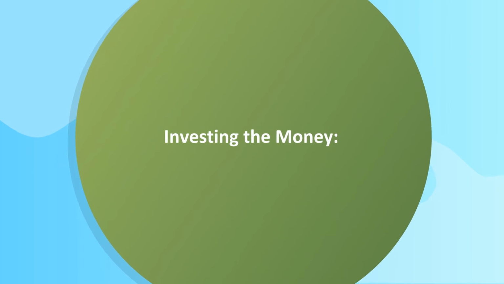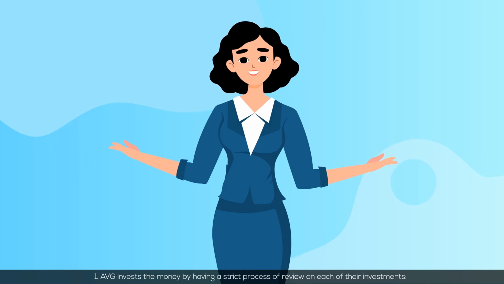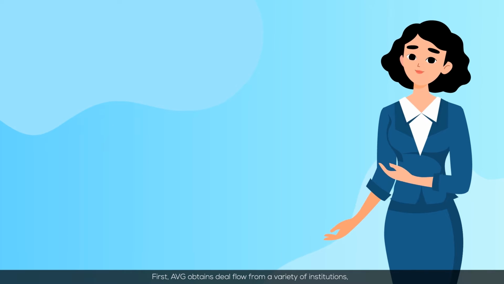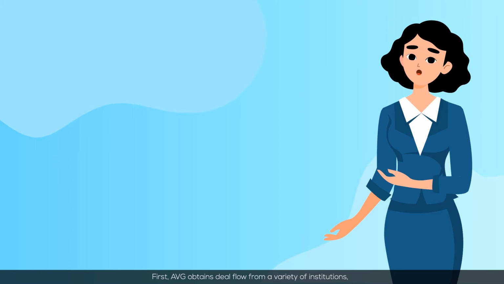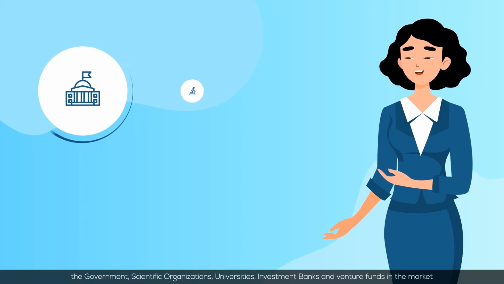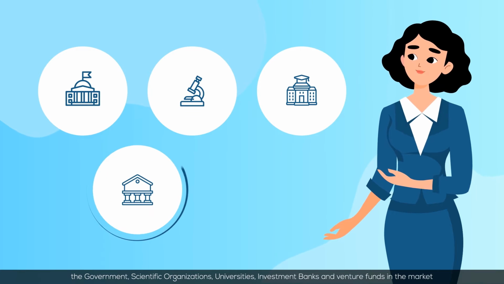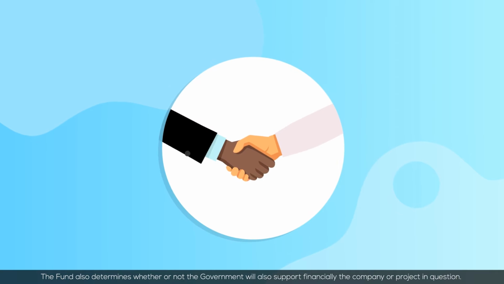Investing the money. 1. AVG invests the money by having a strict process of review on each of their investments. First, AVG obtains deal flow from a variety of institutions: the government, scientific organizations, universities, investment banks, and venture funds in the market. The fund also determines whether or not the government will also support financially the company or project in question.